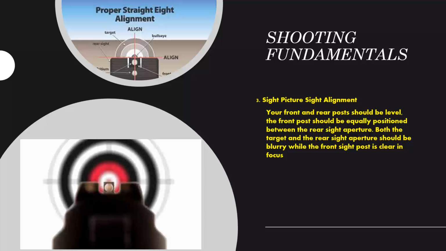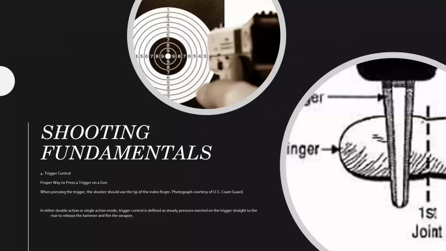Understanding sight picture and sight alignment. Your front and your rear sight posts should be level. Your front sight tip should be equally positioned between the two rear sight apertures, or your rear posts, like the picture above. Our eyes can only focus on one thing at a time, which means that the rear sight aperture and the target should be slightly blurry to guarantee the right sight picture to go along with that sight alignment as pictured below. Trigger control.